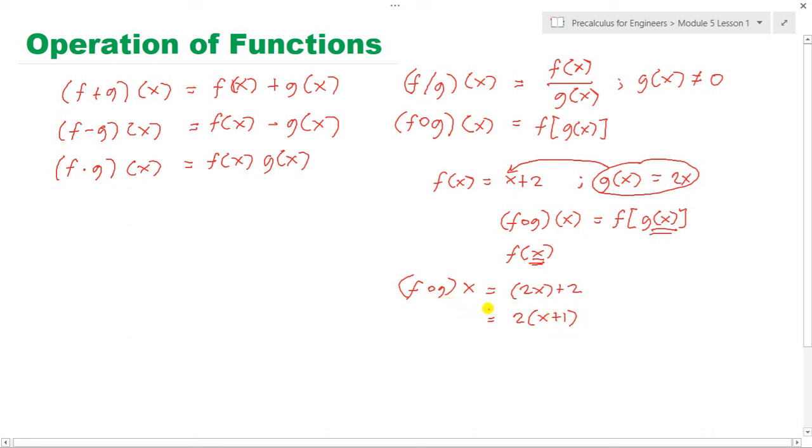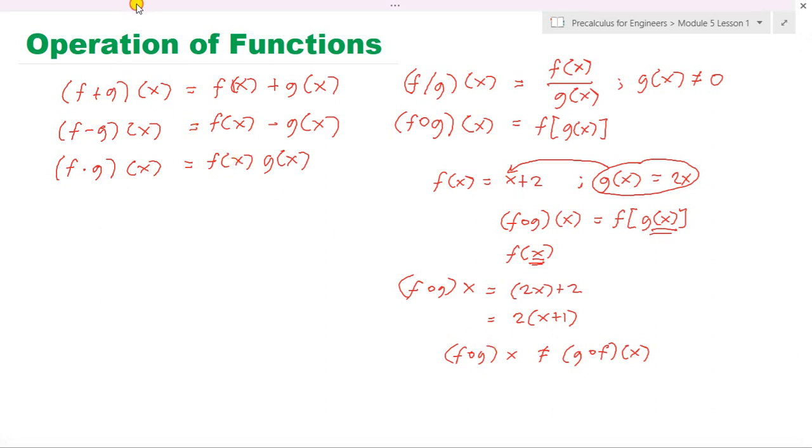And then remember class, for composition, f of g of x is of course not equal to g of f of x. So the commutative property does not apply for the composition. When we say g of f of x, it is a different thing compared to f of g of x. So please be mindful with that.